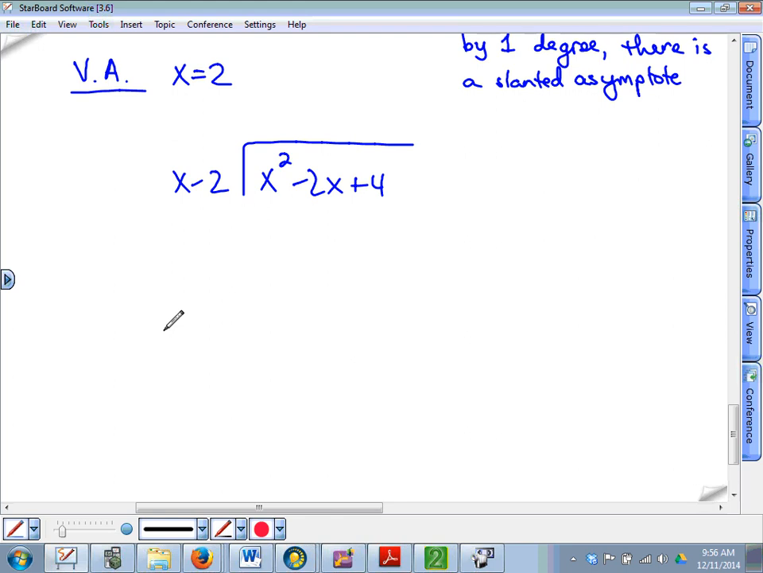How often does x go into x squared? How many times? x amount of times, because x times x is x squared, and then x times negative 2 is negative 2x. Now you draw your line and change the signs. Is this ringing any bells? These cancel. Those also cancel, and we get a 4. You drop down the 4.